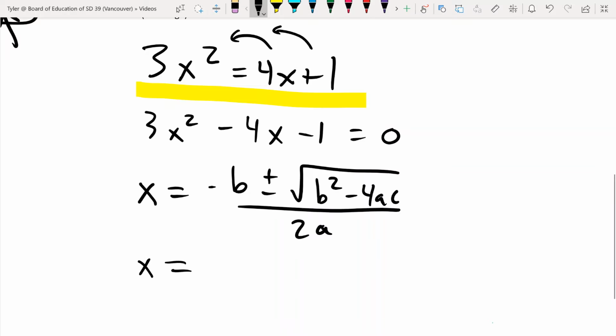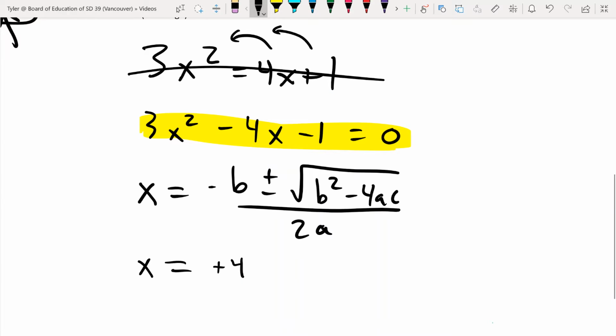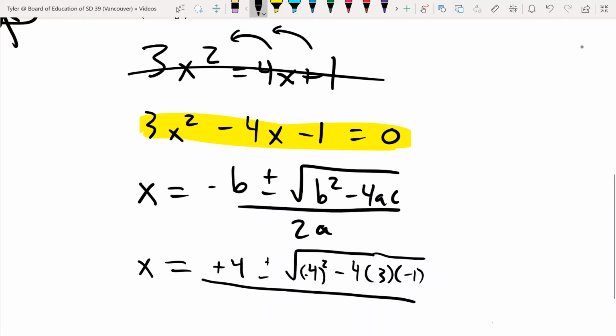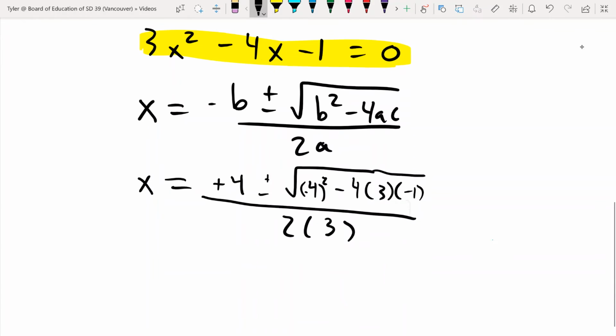X is equal to positive 4. So I'm going to look, this is the equation we're looking at. This one doesn't matter anymore. Positive 4 plus minus the square root of 16 minus 4. We'll write 4 squared. You'll notice the negative didn't really matter because when we square it, it'll go away. So 4 times 3 times negative 1 divided by 2 times negative 1. Oh, sorry, 3. Let me double check that. B, A, C. Good.